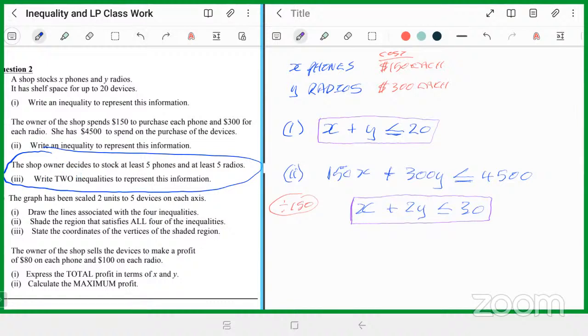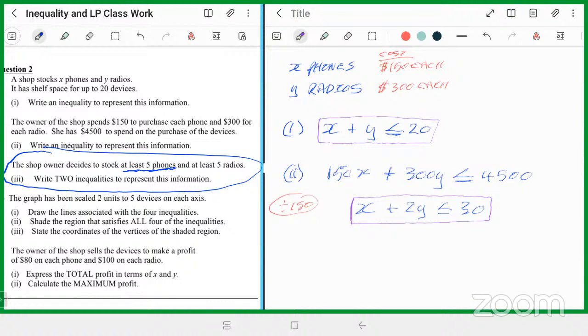It says, the owner of a shop stocks at least 5 phones and at least 5 radios. We have to know that the term "at least" means that amount or more. So if you must have at least $10 to do something, it means that you must have $10 or more. A lot of persons see the term "least" and it causes them to just put the less than sign because they see the word least. No. Read the meaning of the sentence. At least 5 means 5 or more.